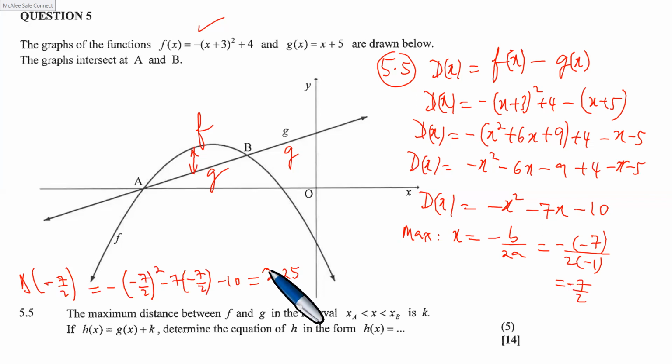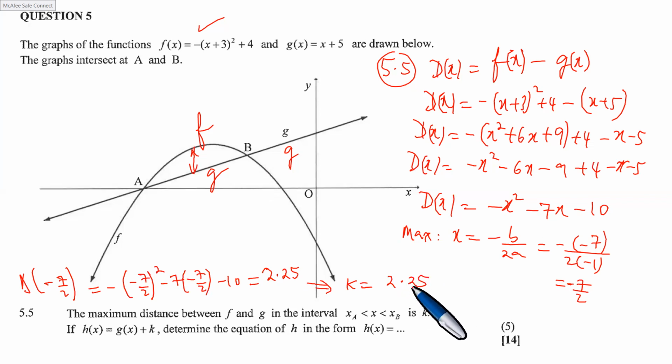After we got this, we are saying therefore that the maximum distance between the two functions is 2.25. But they said the maximum distance between f and g in the interval x between xa and xb is k. So the implication is that k itself is 2.25.